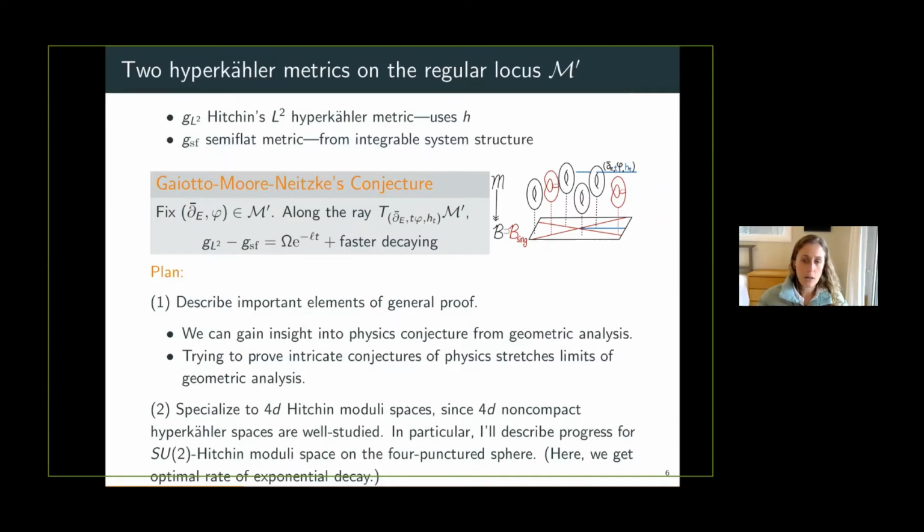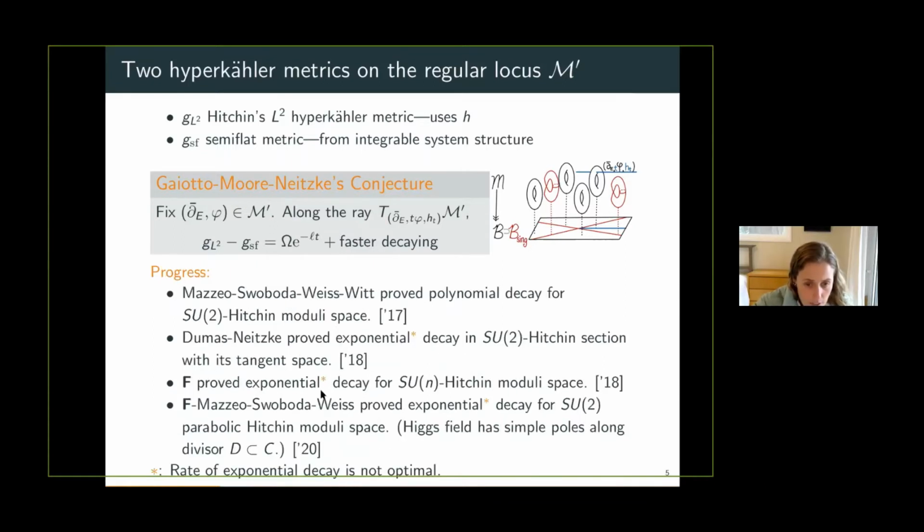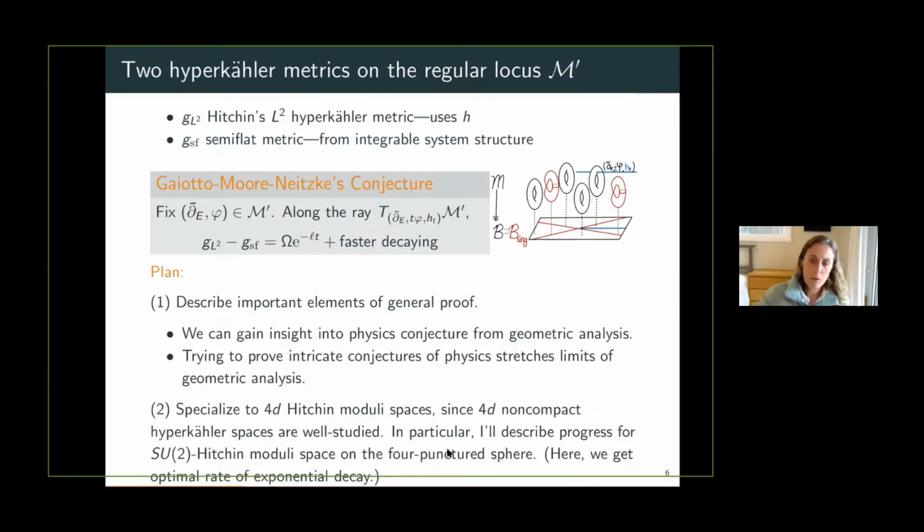And so I wanted to describe our progress for one of these types of 4D Hitchin moduli spaces and how these Hitchin moduli spaces fit into the classification of 4D non-compact hyperkähler spaces. And one other thing that going to the 4D case lets us do is to try to get the optimal rate of exponential decay. As I mentioned, in these last three results the rate of decay is not optimal in any of these. But when we go to the simplest case, we're actually able to get the optimal rate of exponential decay.